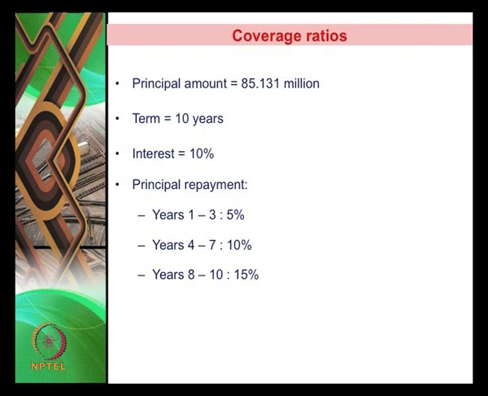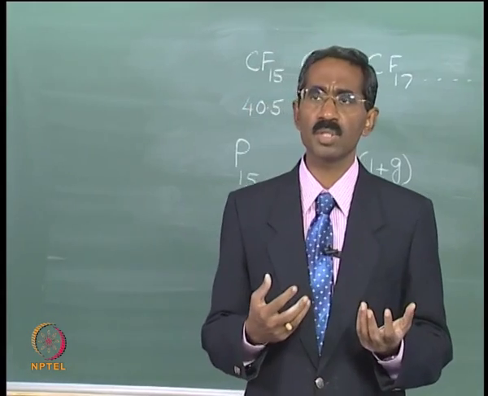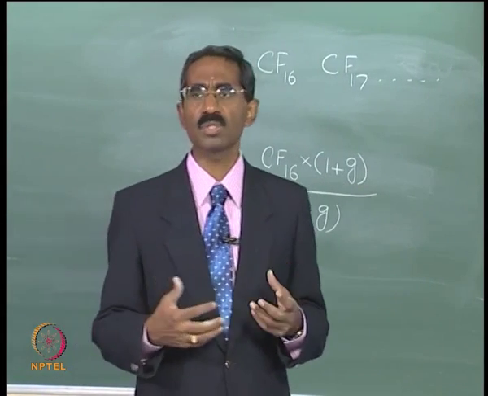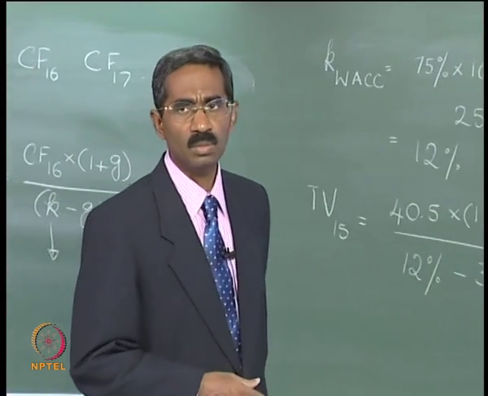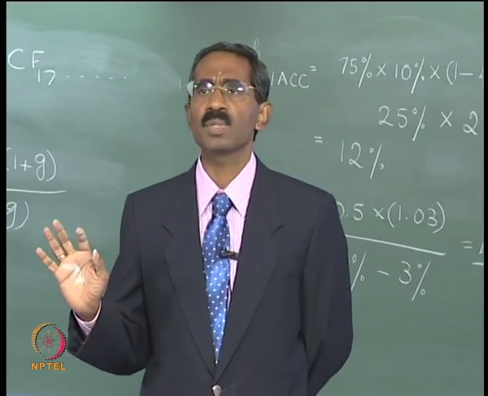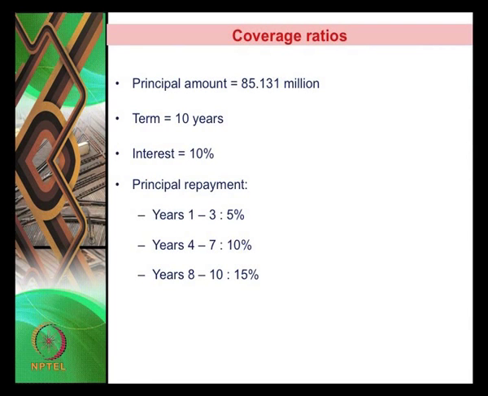So let us look at how we calculate the coverage ratios. The total principal loan amount for this project is 85.131 million. The loan is for a period of 10 years and the interest rate is 10%, and the principal is paid not uniformly, but it varies from year to year. In years 1 to 3 the principal repayment is 5% of the total principal, years 4 to 7 is 10% of the total loan amount that was borrowed, and years 8 to 10 is 15% of the total loan amount initially borrowed. So in total we repay 100% of the loan by year 10, but the rate at which we repay varies from year to year.